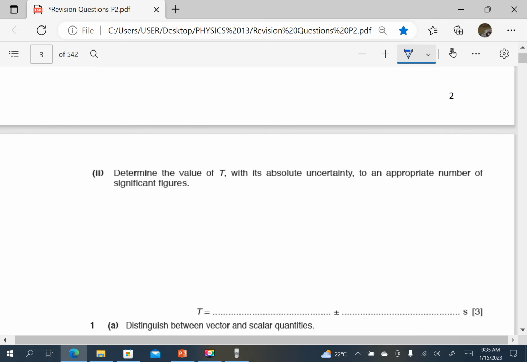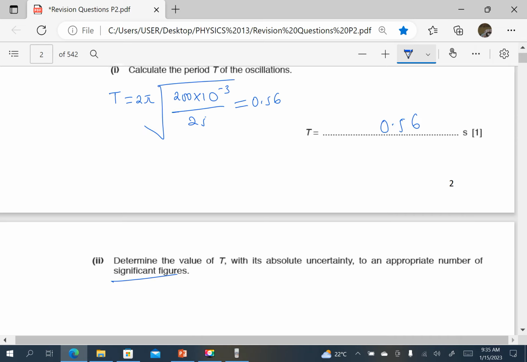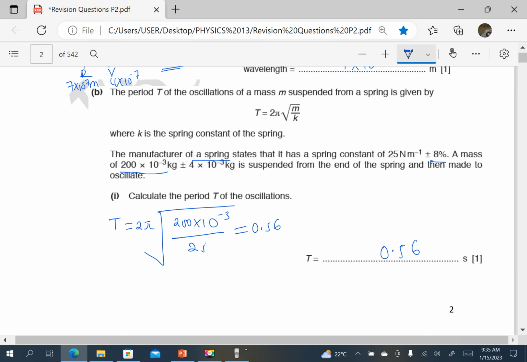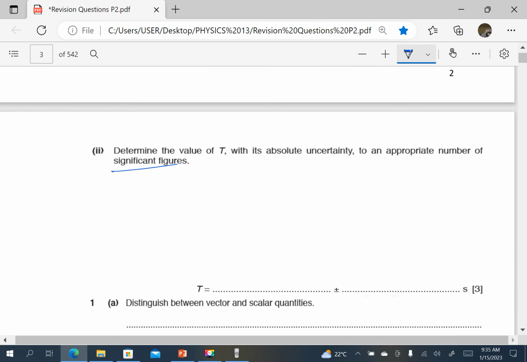Determine the value of T with its absolute uncertainty to an appropriate number of significant figures. So we are going to determine the value of T. Now note that from the previous part, the spring constant's uncertainty was given in percentage, and yet the mass is in absolute. So we can make them uniform and use percentages. Since T is equal to 2 pi square root of m over k, we shall take percentages.